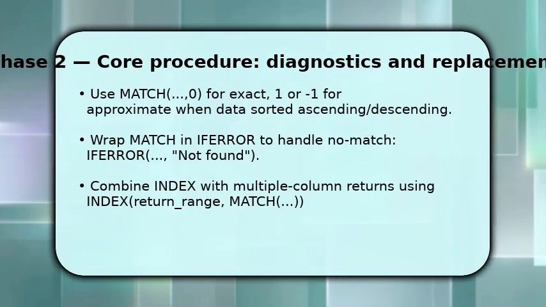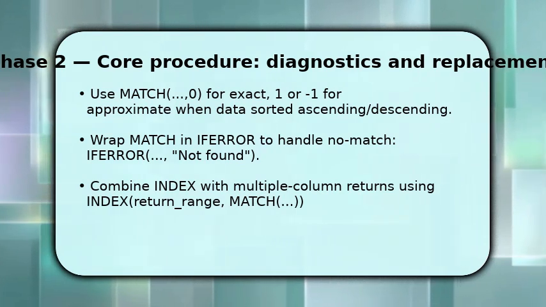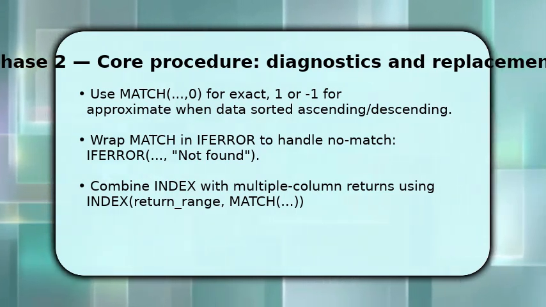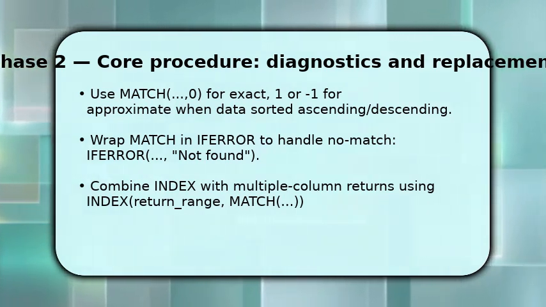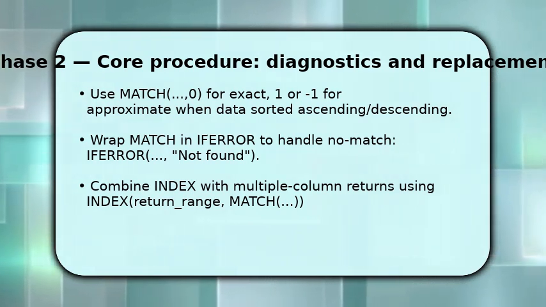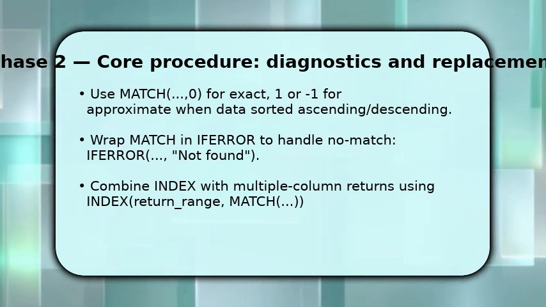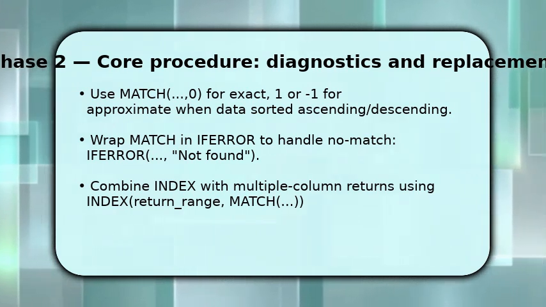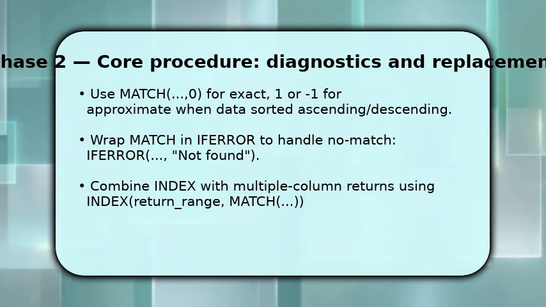Once you have the basic formula, extend it for real-world data. You use MATCH, 0 for exact lookups. Choose 1 or -1 only when your data is sorted and you need approximate matches. If missing keys are possible, wrap the whole INDEX/MATCH in IFERROR to return a friendly message.